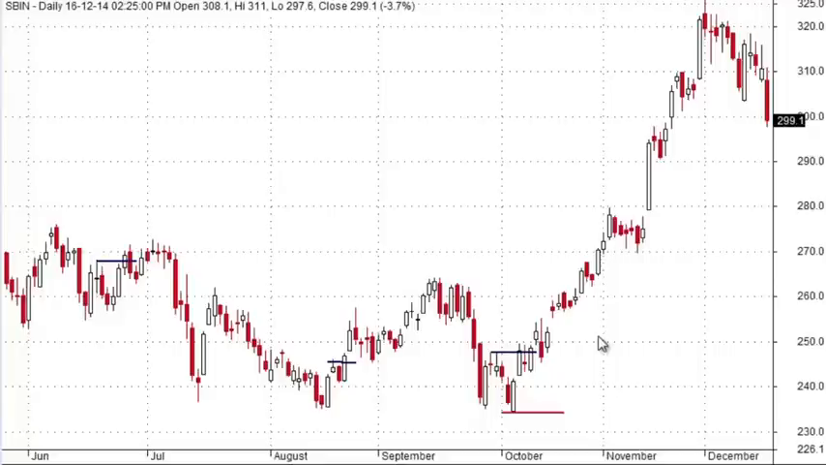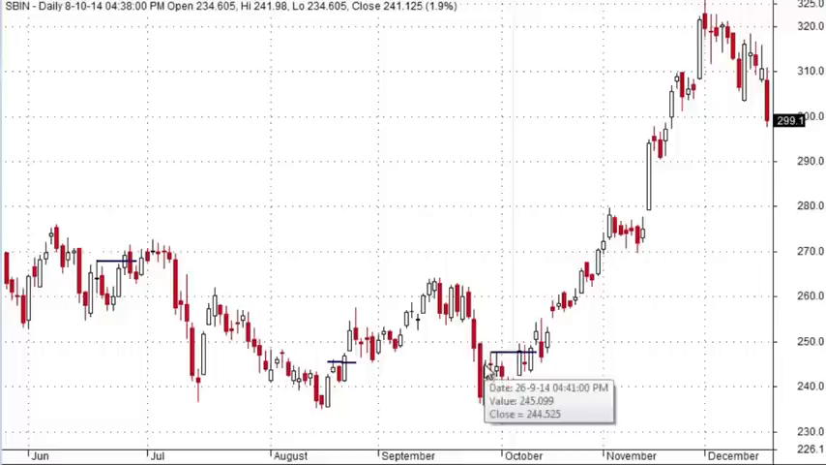Now this is October. Now you'll notice in October we had an entry. We discussed this before. This is our entry point and that is our stop loss. Now what's interesting is that this is about 13 points. 13 points of risk. So 5,000 divided by 13 is 384 shares.